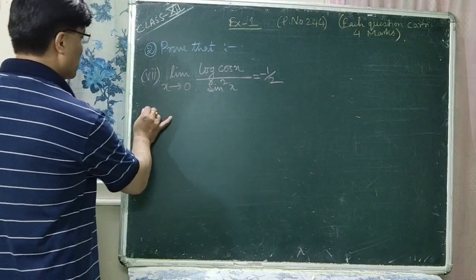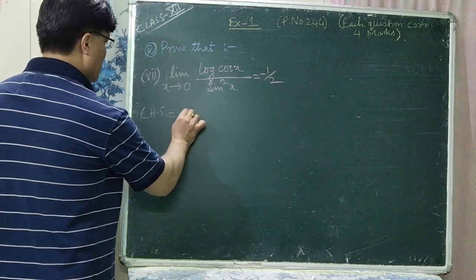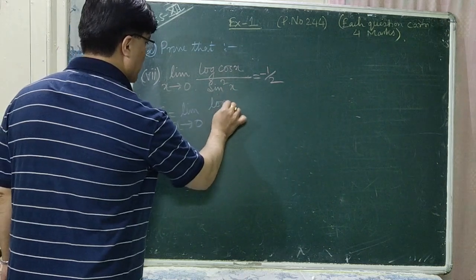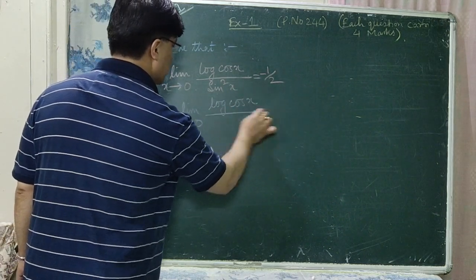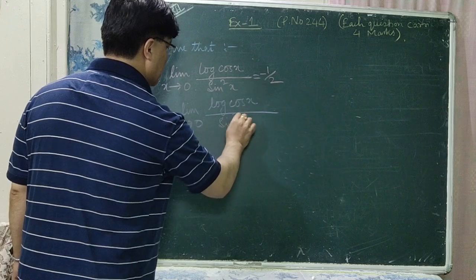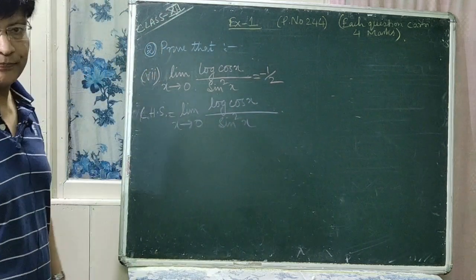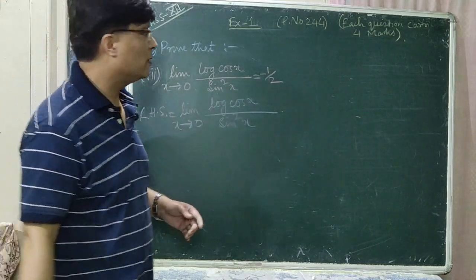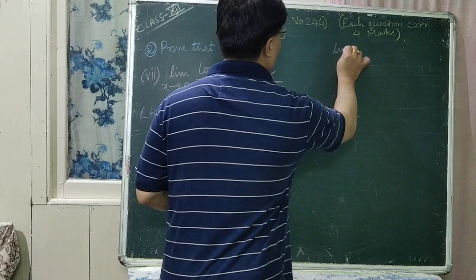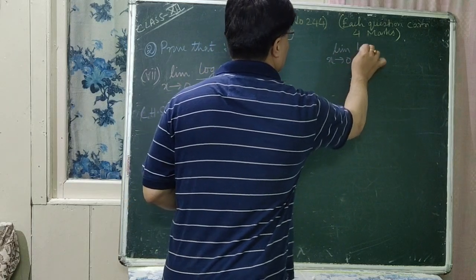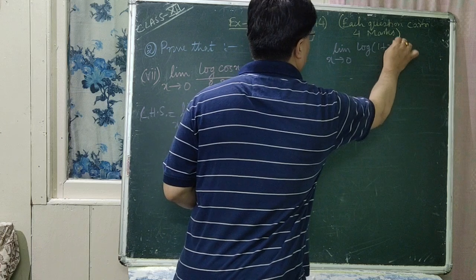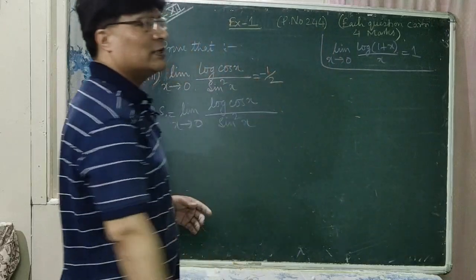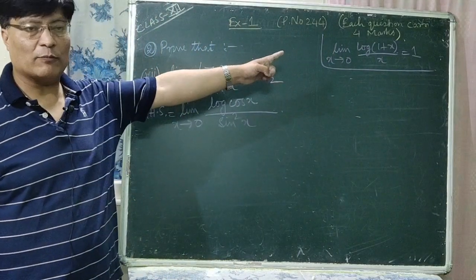Okay, so let us write down this left hand side now. So is equal to limit x tends to 0, log of cos x divided by, this is your sin square x. Okay, now you have to simplify it first, and since log is there, so you have to convert into the form of limit x tends to 0, log of 1 plus x divided by x, which is equal to 1. So you have to convert this given expression into that form, log form.